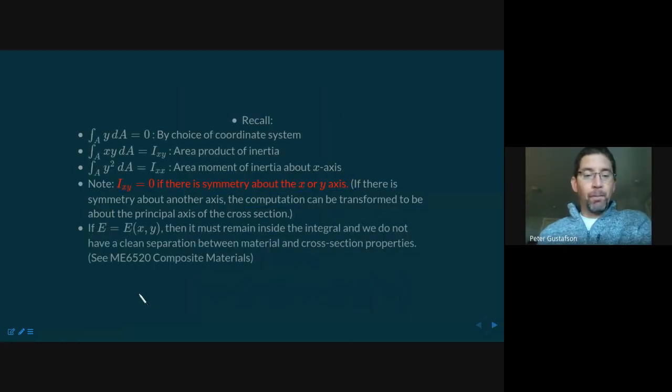Therefore, again, we have to be careful. If E is a function of X and Y, then it must remain inside the integral. And ultimately, when that happens, we don't have a real clean separation between material properties and sectional properties, or properties of the cross section. These integral terms and the I values that are computed, when E is constant, we can now call those geometric properties of the cross section. However, when E comes inside, we can't use the combination of a constant or non-constant modulus and IXX in the same way that we could if it's constant.